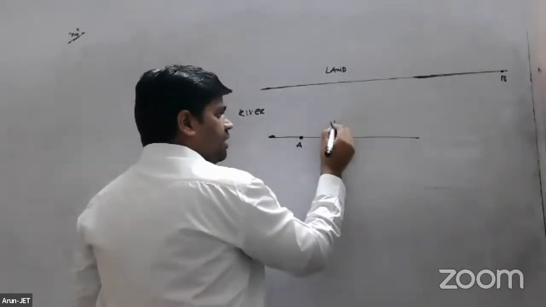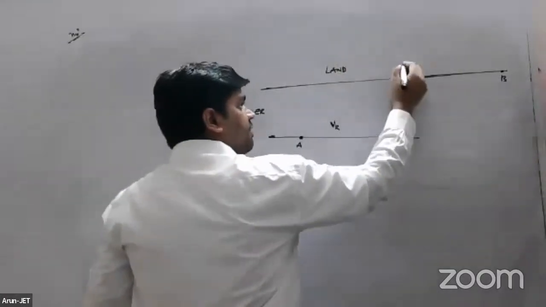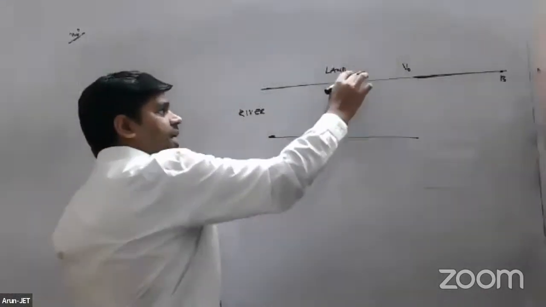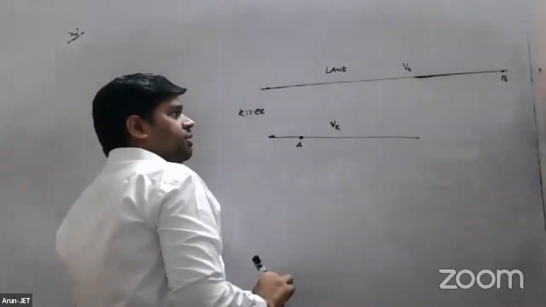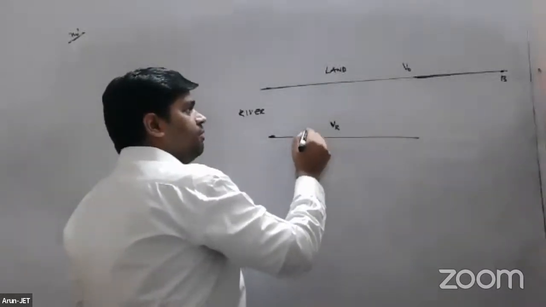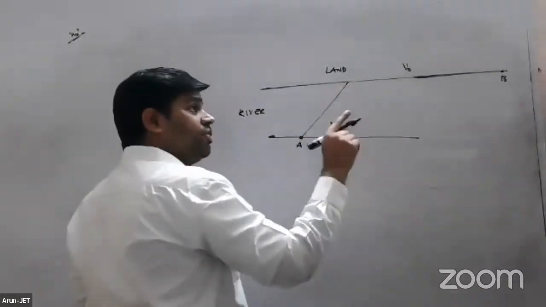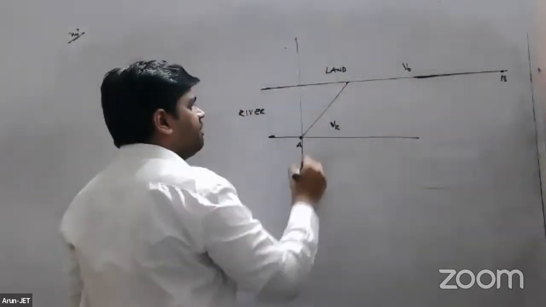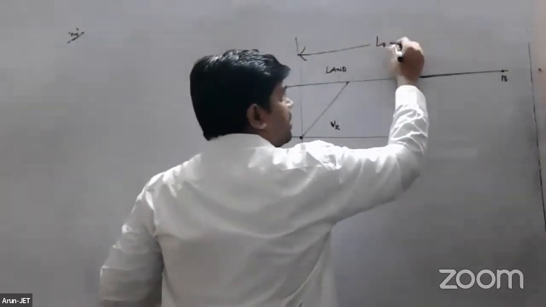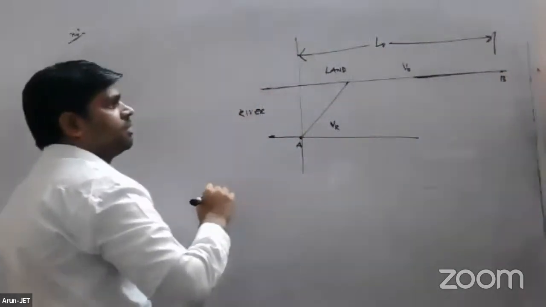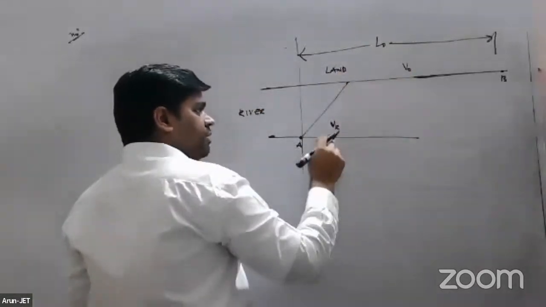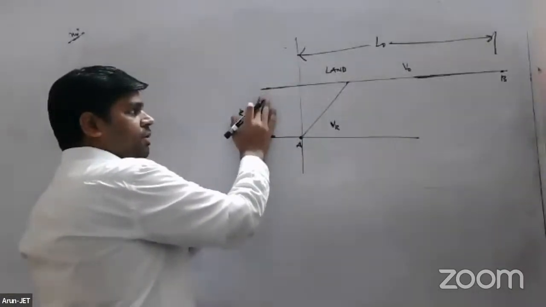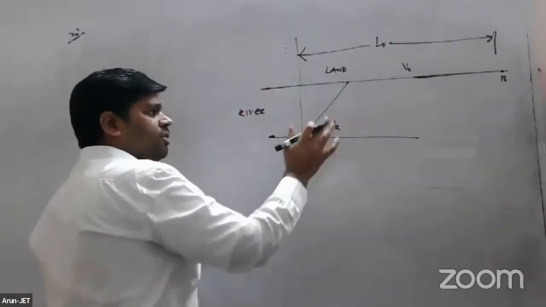His speed in river is VR and his speed on land is V naught. Once he reaches this land, he'll run over there towards B. The question is, where should he land on the land such that he should reach B in minimum time? And the distance of B from here, let's say this is L naught. The speed on land is V naught, and the boat speed in the river is VR. Or let's say he's swimming in a still river with a speed of VR.